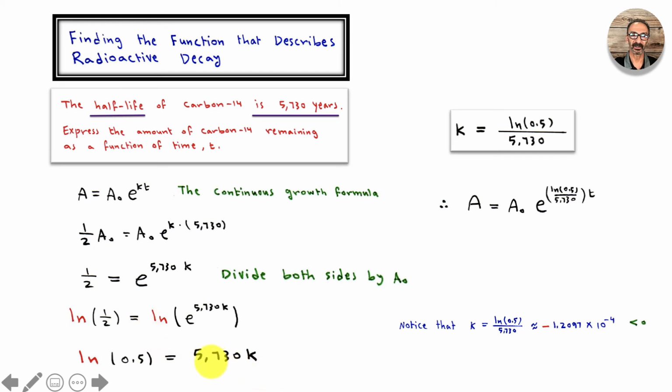We're going to divide by this number to leave k alone. And now this is my formula. Express the amount of carbon-14 remaining as a function of time. Just write the formula with everything in it. So that's the formula that we have. Notice that k, if you evaluate this using a calculator, shows that it's negative, less than 0. So just to confirm, because if you end up with positive, something is wrong. Okay.